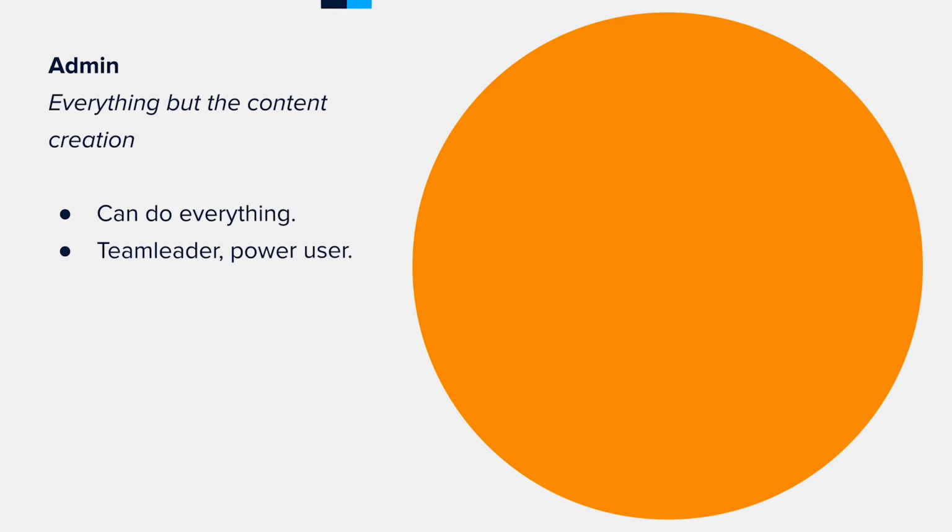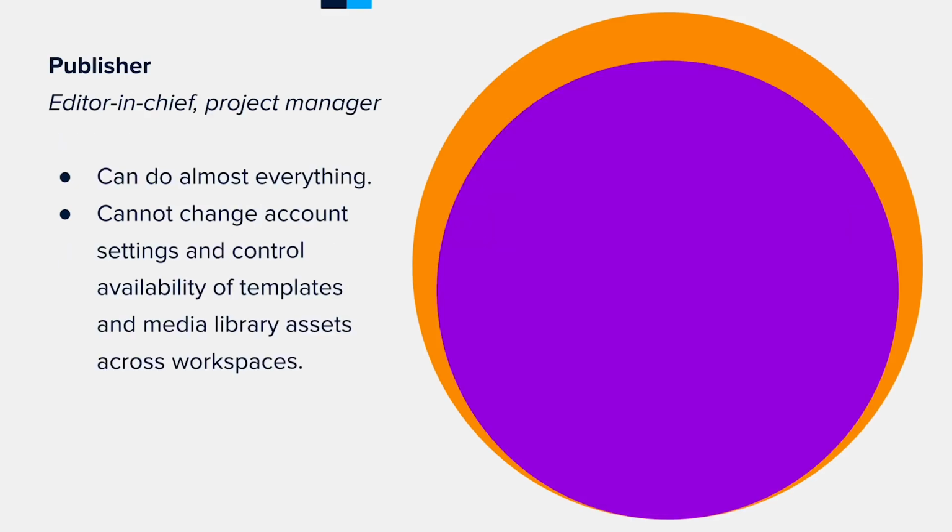He is your team leader, your power user. The publisher then, editor-in-chief or your project manager. The publisher is responsible for the quality, is responsible for the docs themselves. They usually are the one person to publish Foleon Docs. And they manage content. The role content operations, content ops, is usually associated with the publisher.